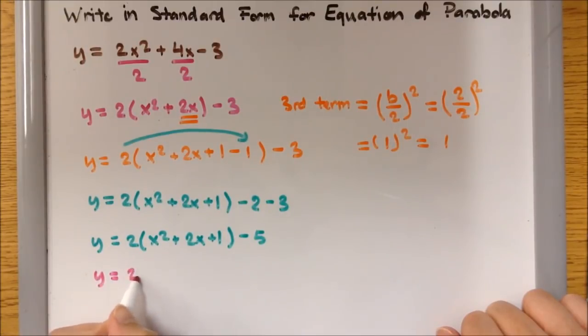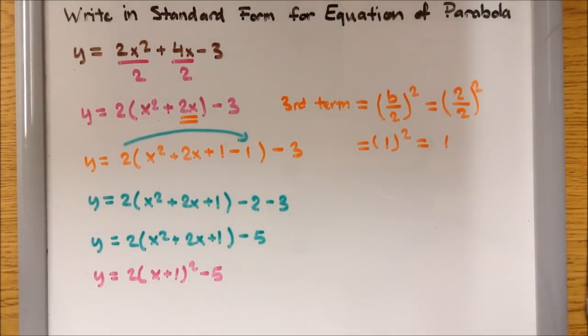Y equals 2 times (x plus 1) squared minus 5. So that's what you're going to have. This is a perfect square trinomial, and when you factor it, it's going to be a perfect square binomial, x plus 1.